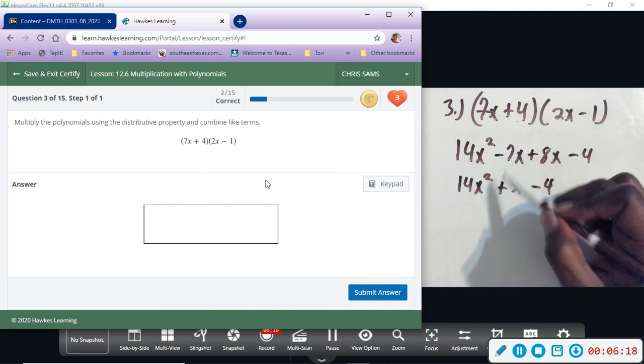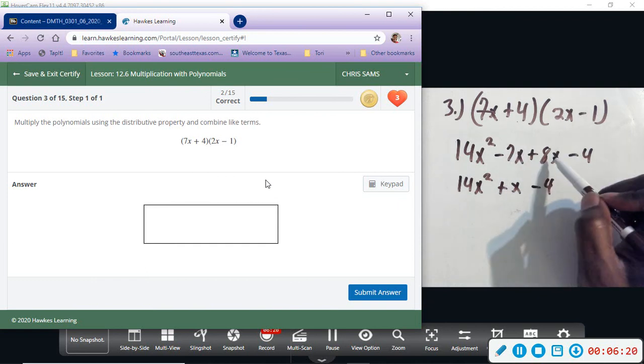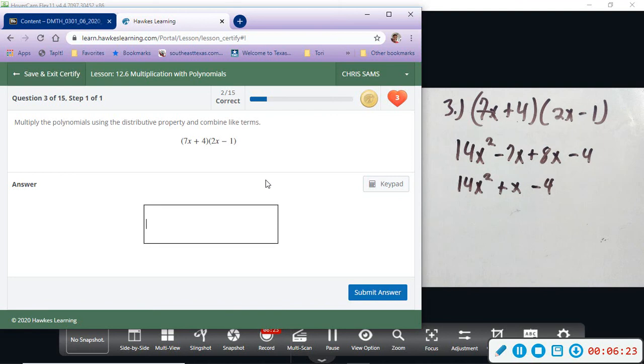Okay, yeah. I should have been putting a positive x because 9 minus the 8 while ago was positive x. I put a negative. That's what the issue was. I see it now. 14x squared plus x. I think I wrote the wrong sign there. Minus 4.